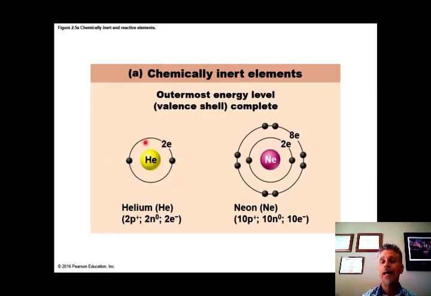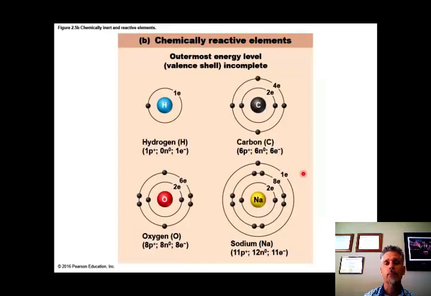And so it has a complete or full valence shell. Same thing in terms of neon. So here's our second shell, and neon has 8 electrons in the second shell, so it's full, complete. So these types of elements are called inert. They're not very reactive. They don't need someone else to feel complete. But there's a lot of other types of elements that are very reactive.